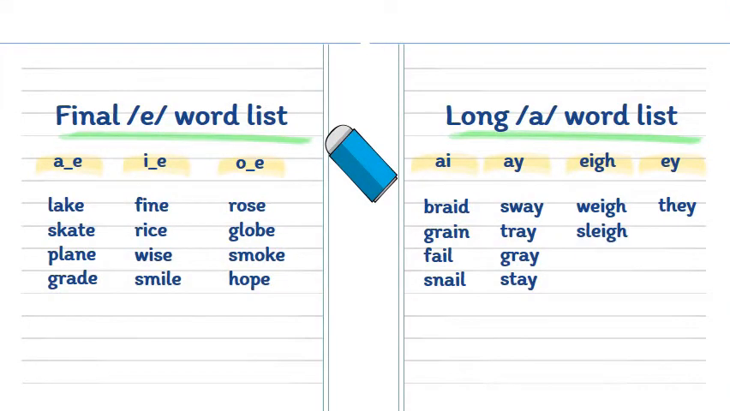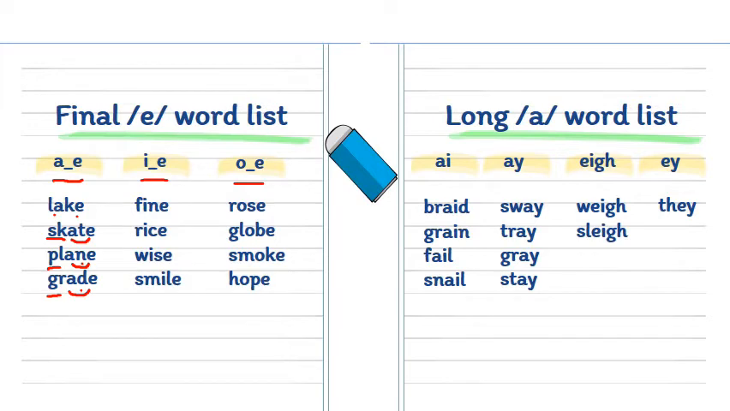So this is the final E word list. I have to prepare these words, practice writing them as a dictation. Here I have A, then consonant, then E, or I, then consonant, then E, or O, then consonant, then E. Words with A, I say lake, l-a-k-e, skate, plane, p-l-a-n-e, grade.